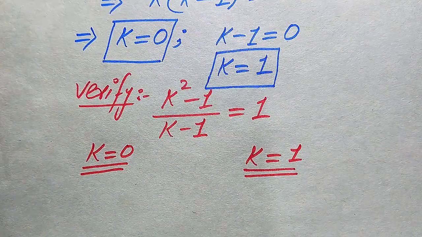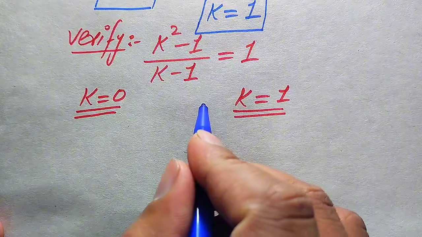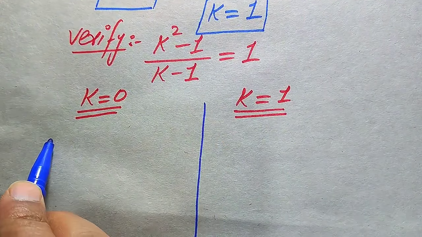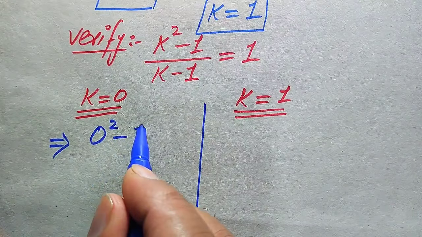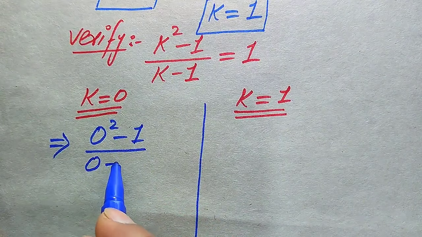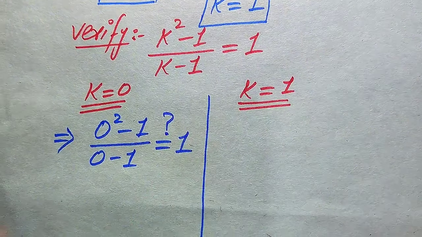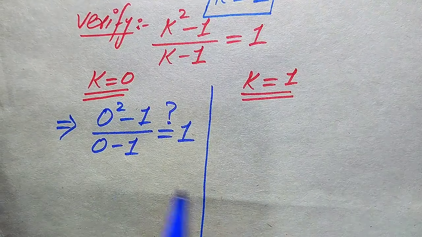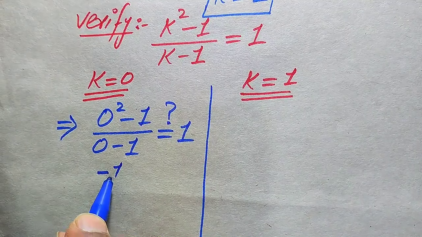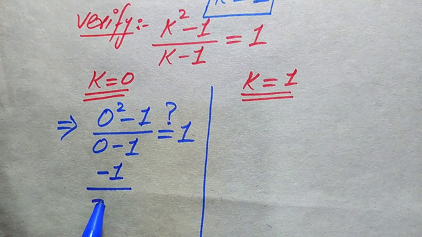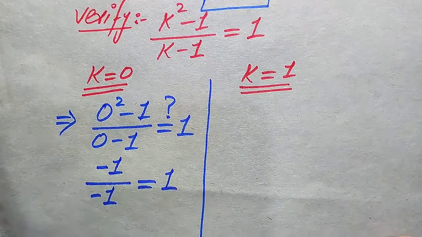When we substitute k = 0 into the left hand side of the above equation, it becomes (0² − 1)/(0 − 1), and our claim is that this equals 1. You know that 0² becomes 0, and 0 − 1 becomes −1, so we get −1 divided by 0 − 1, which becomes −1. And we see here whether it is equal to 1 or not.